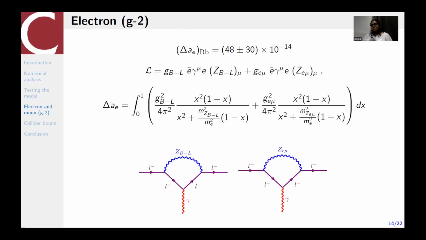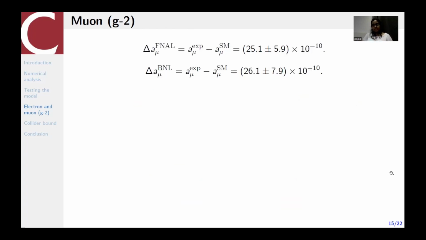So this is the Feynman diagram, whatever I have plotted here. This is the electron line with a photon coming out, and then Z_{B-L} as well as Z_{e mu}. These two gauge bosons are responsible for the extra electron g minus 2 value. So next slide.